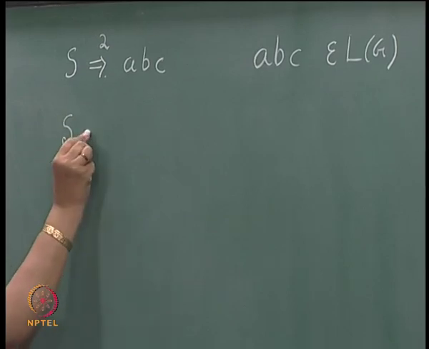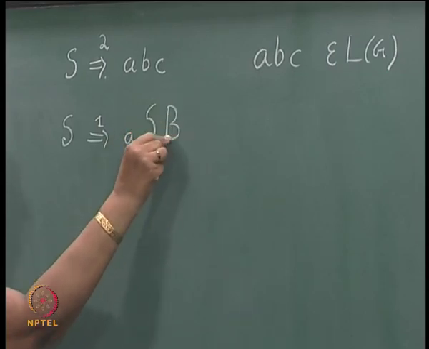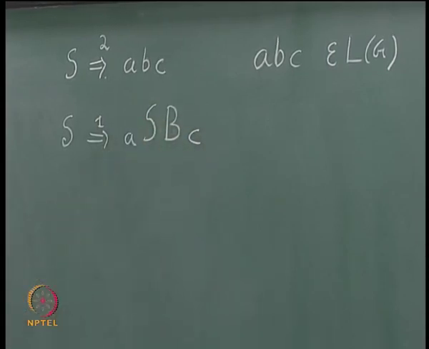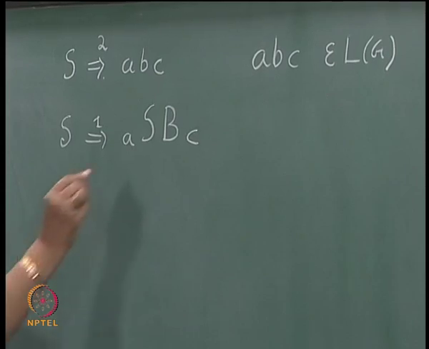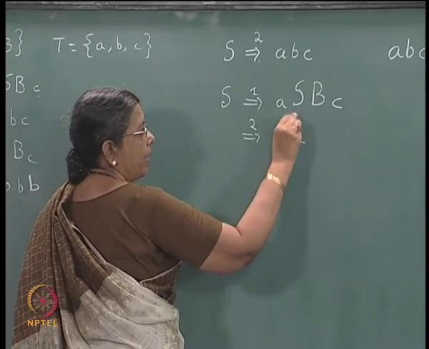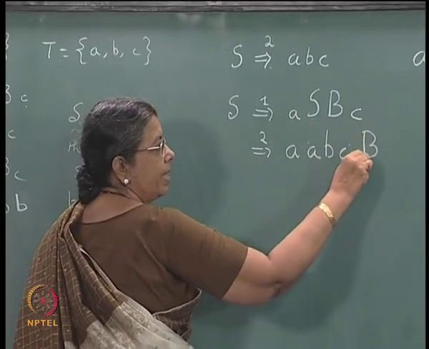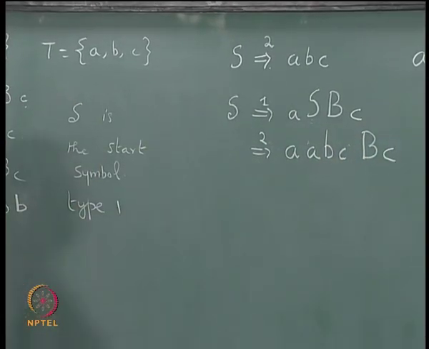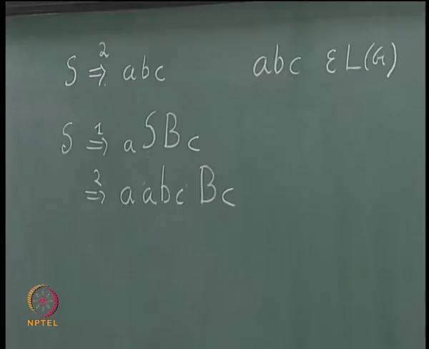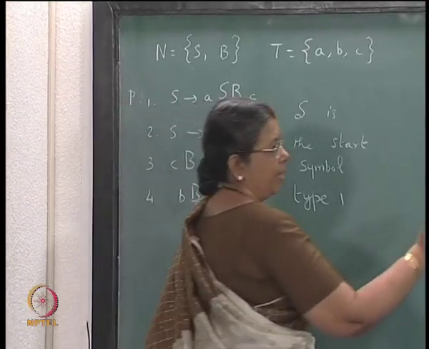Now, starting from S, if you use rule 1, you will get aSBC. Now, again for this S you can use rule 2, then this S will be replaced by abc, and this BC remains as it is. This is not a terminal string. Now, you can apply rule 3, CB goes to BC, to this CB.